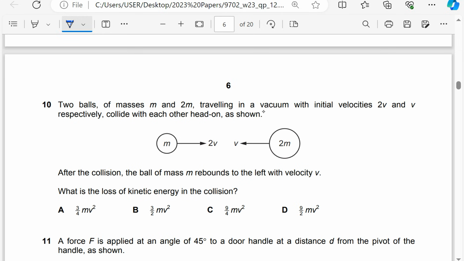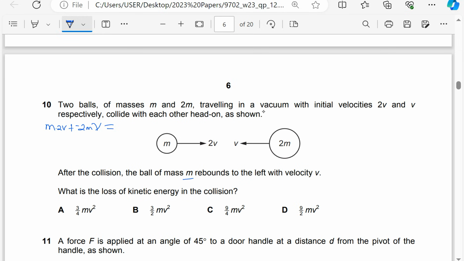So by conservation of momentum, total momentum before they collide is going to be the mass of the first ball, m, times its velocity, which is 2v, plus the momentum of the other one. Because it's in the opposite direction, it is going to be negative, 2m times the velocity, which is v. That's total momentum before collision.